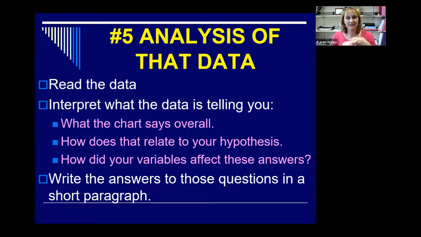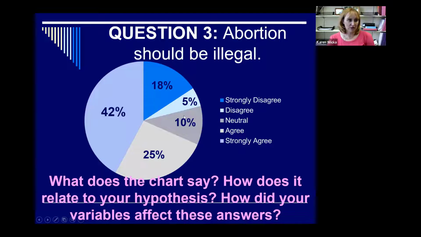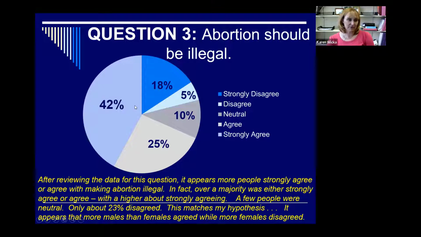What does it say? How does it affect your hypothesis? And how are the variables a factor in those responses? And you're going to write that in a paragraph. Okay. And then this is what it's going to look like. So you'll have your question, write what the question is, paste your graph with the key, and then you're going to write a little paragraph. What does the chart say? How does it relate to your hypothesis? How do the variables affect it? So this is an example of what it would look like.